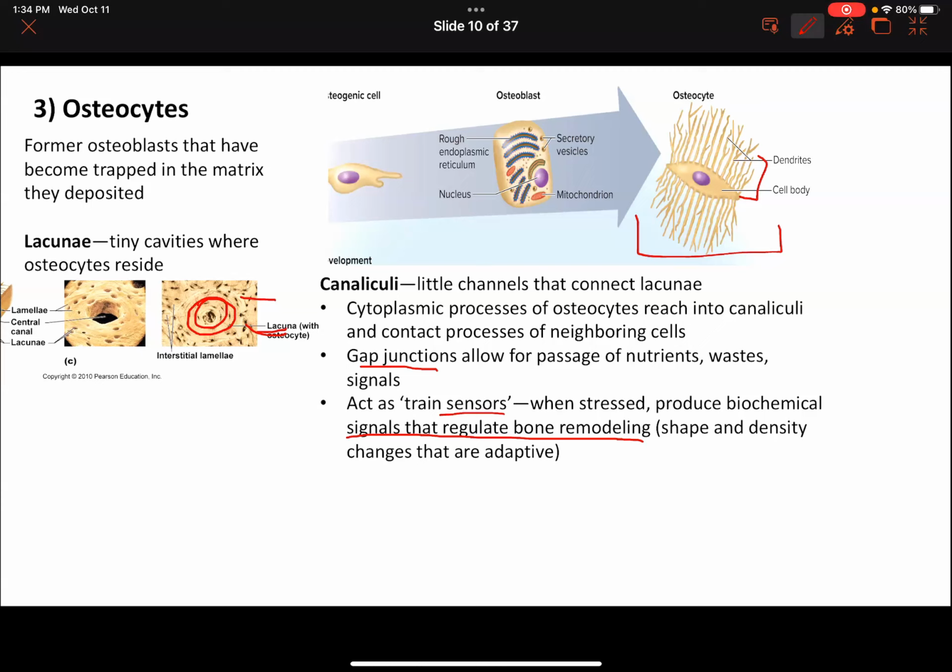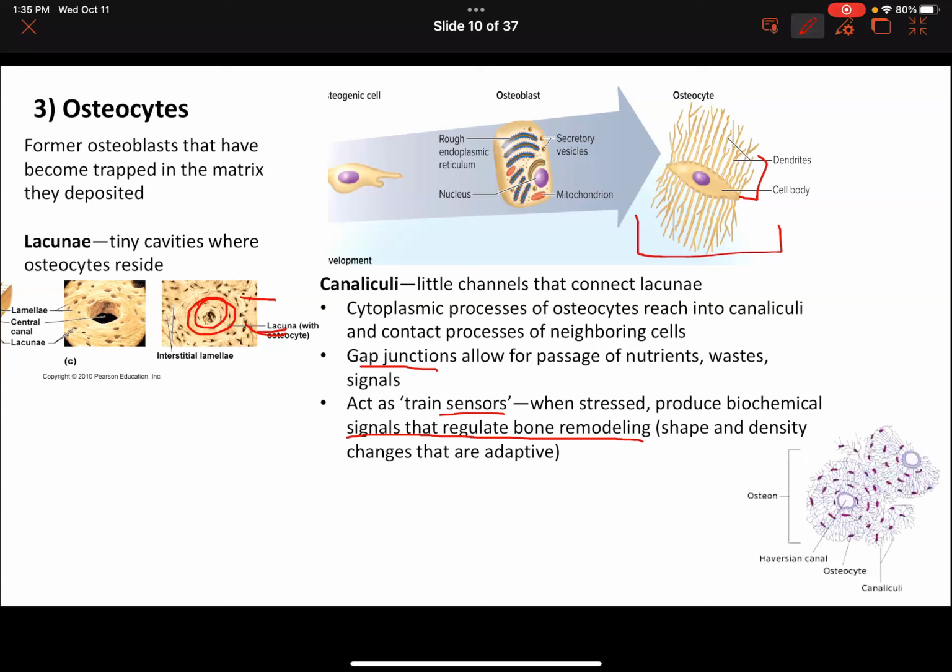And so when the osteocytes sense this change in stress, they're going to release these biochemical signals, and the canaliculi allow them to communicate this signal or this message for change to the other osteocytes. And this will allow for a shape and density change that's adaptive for the bone to happen, because these osteocytes are able to communicate with one another.